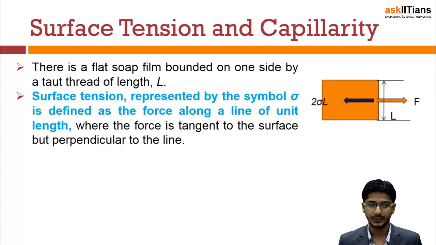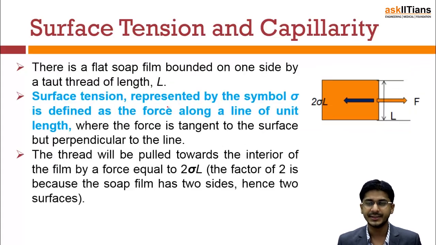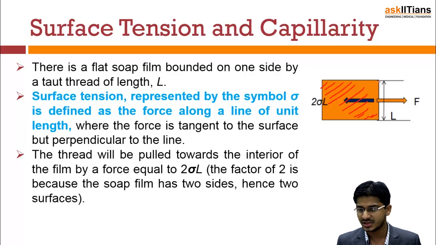Now, we'll try to define surface tension quantitatively. Now, there is a flat soap film bounded on one side by a taut thread of length L. If you see, this is a soap film. This is a film. This is a thread of length L, from here to here. This thread has been dropped in a soap film. So what happens is that the soap takes the shape.